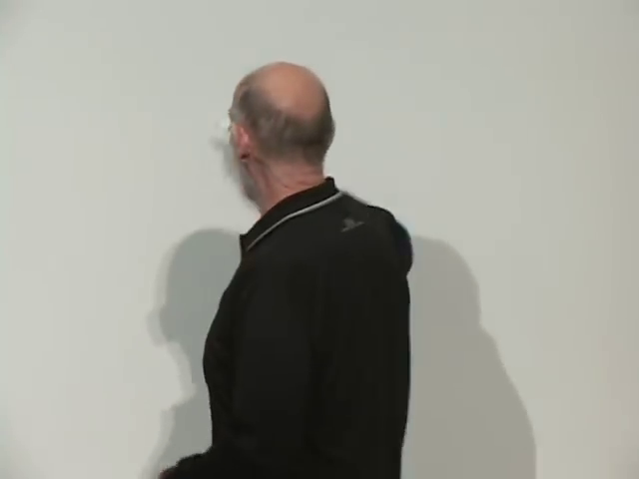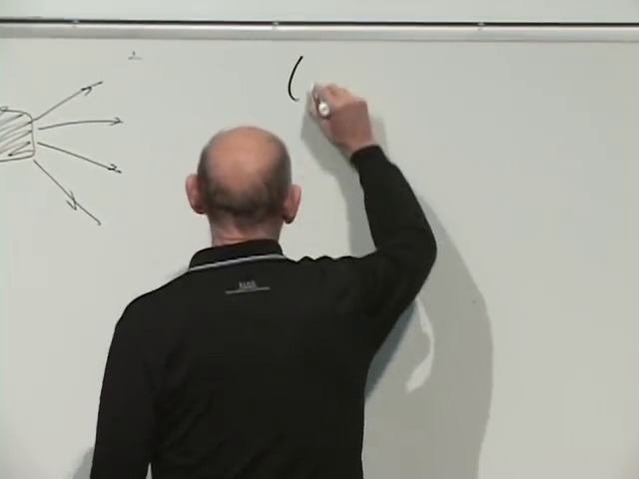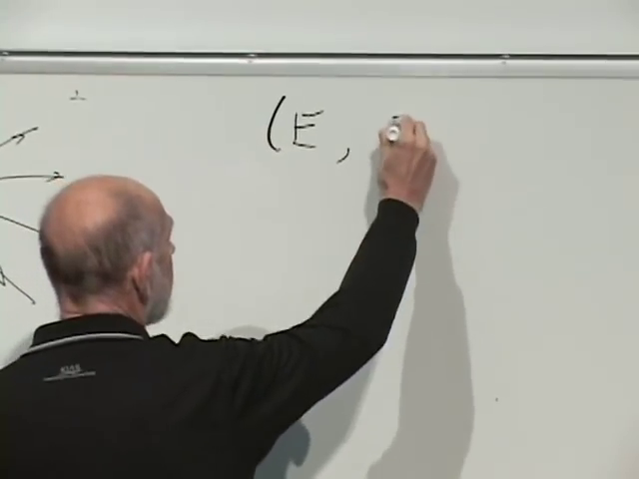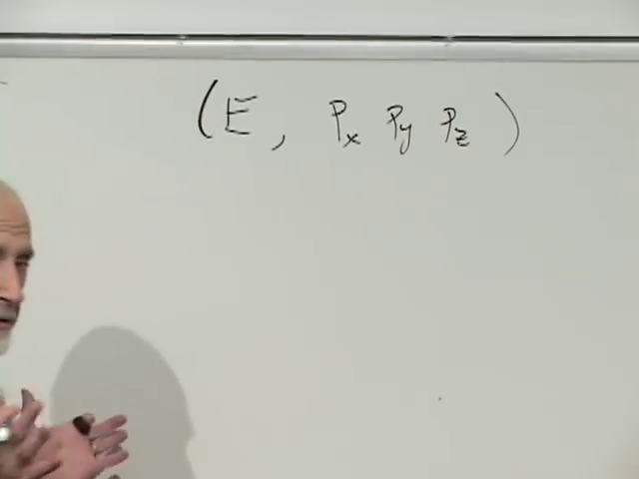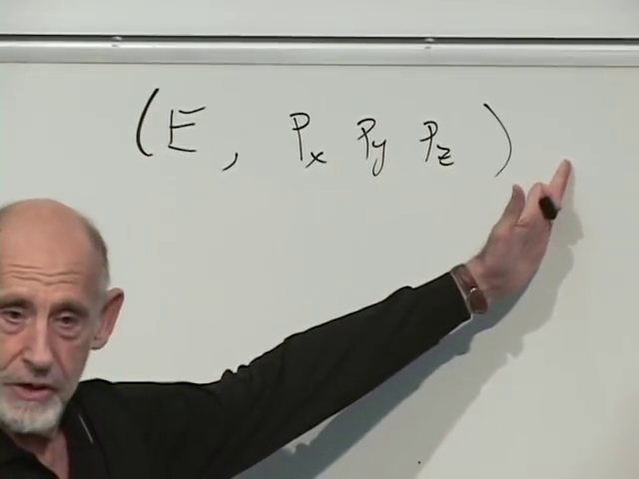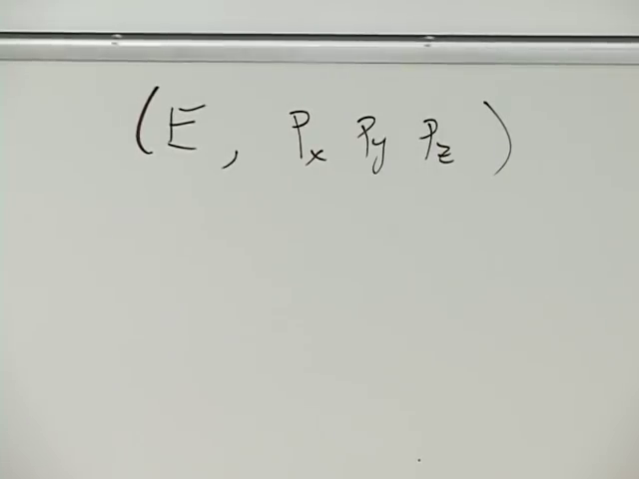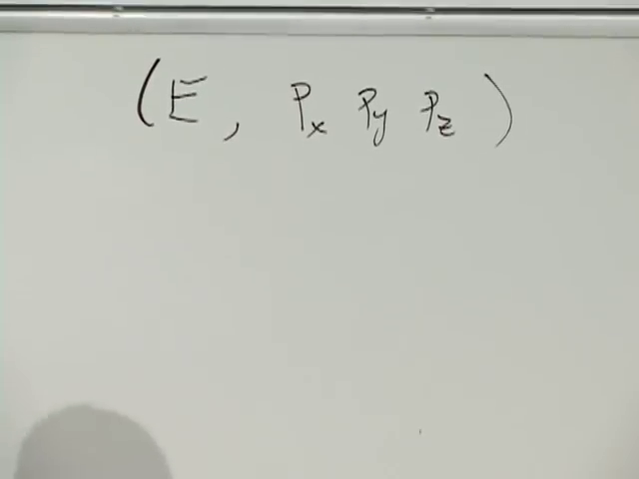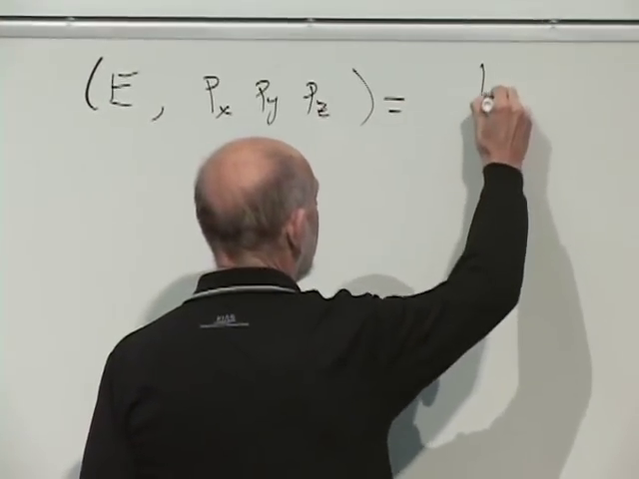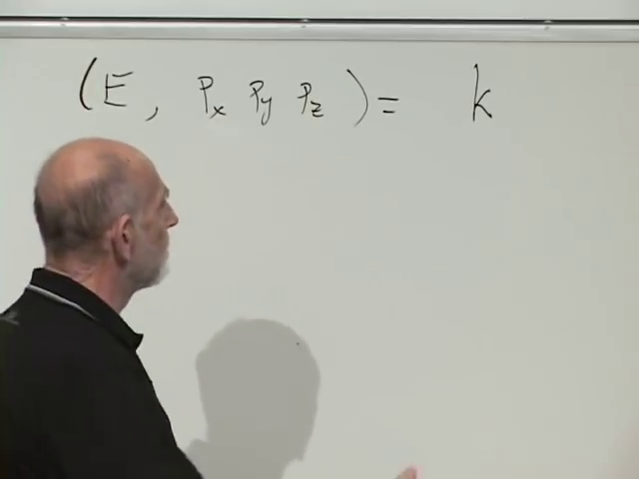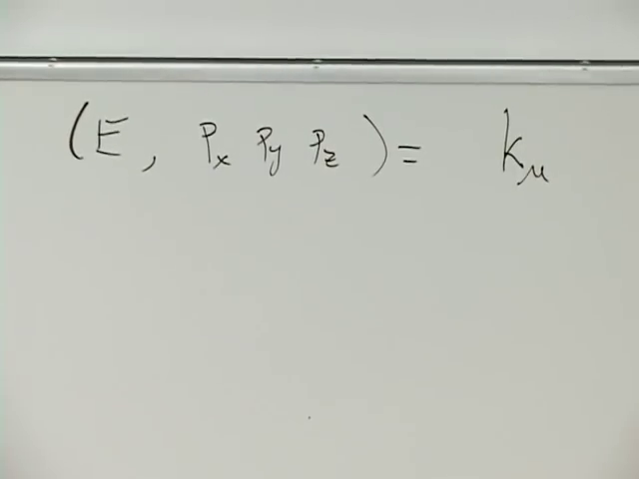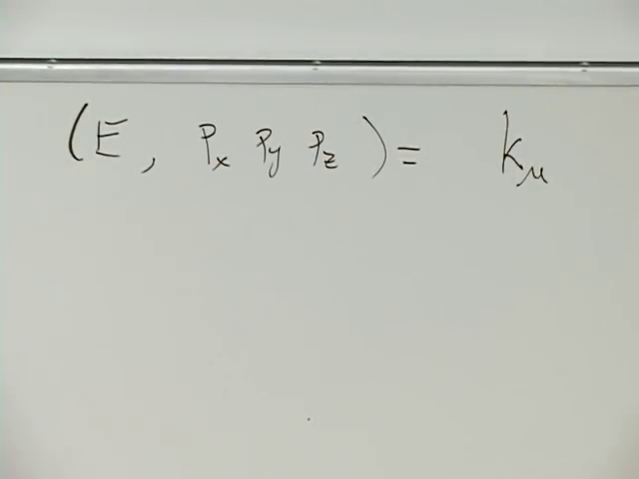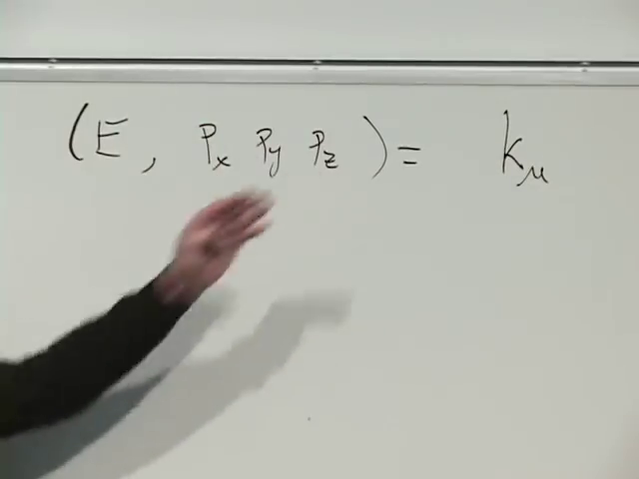Okay. Let's write down what a four vector of energy momentum is. The energy and the three components of momentum. Of course, if we're working in 26 dimensions, we have 25 components here. But I'll just write down four of them. That's a four vector, relativistic four vector. Each particle has a momentum, and we're going to call it k, k mu, where mu goes from 0 to 3. Four components of momentum.